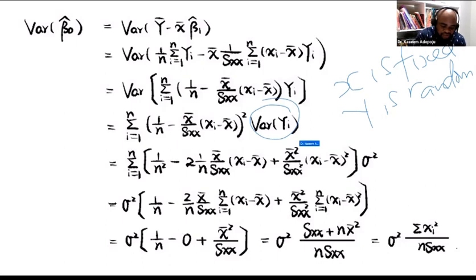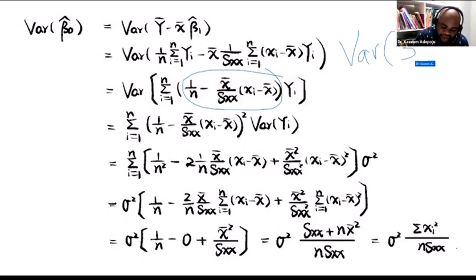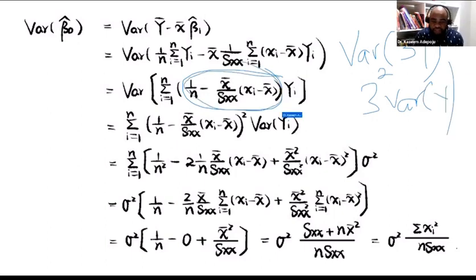The variance will attract that, and anything inside the variance, the whole of this was actually inside the variance. If you remember, when I have the variance of 3y, it's going to be 3 squared times the variance of y. So this is a constant; by the time it comes out, it's going to be squared. That was why that is squared.